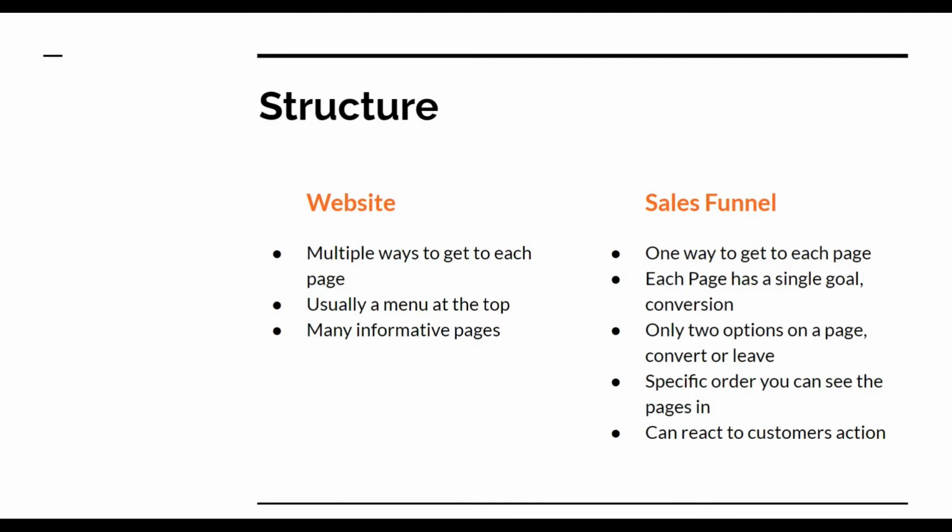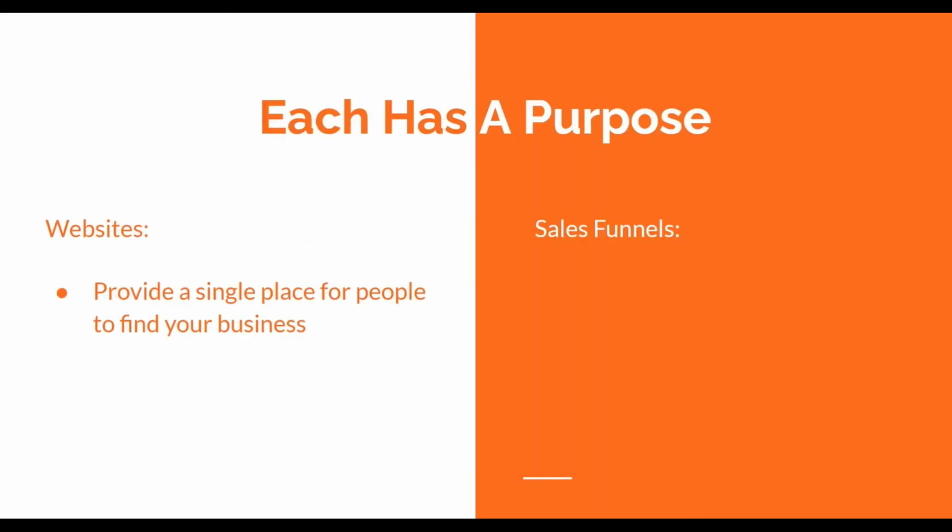Does that make sense? All right, now that we know the structure of each, let's go look at the purpose, because websites and sales funnels have very different purposes. So one of a website's purposes is just to provide a single place for people to find your business on the internet. Think of the homepage of, let's say, Nike.com. If you're looking for something from Nike, you can go to Nike.com and you're going to find everything Nike does. You can go to see their different shoe lines or their different t-shirts or whatever they have, but you can get to all of it from one place.